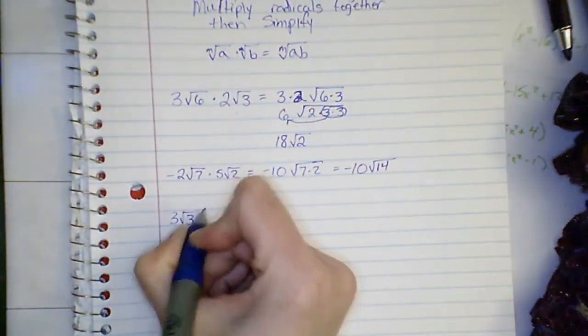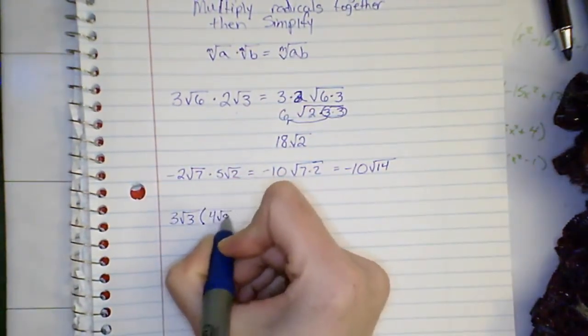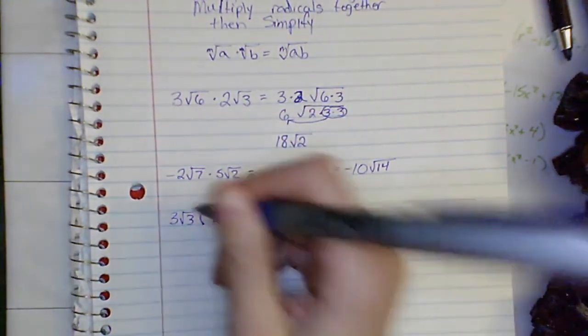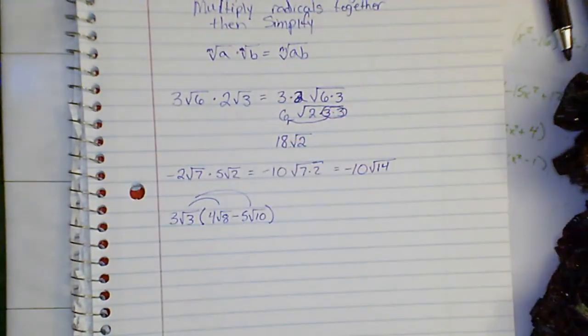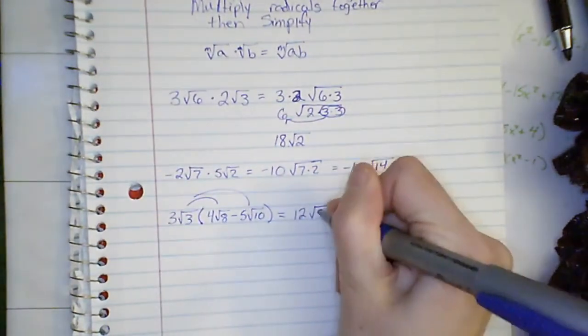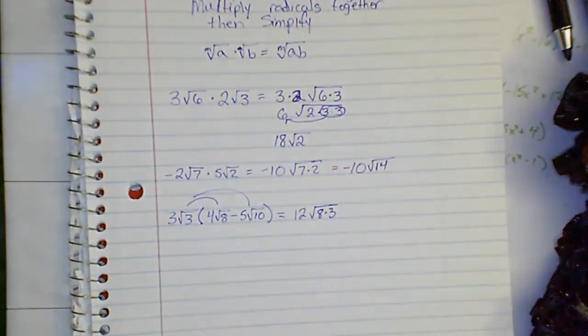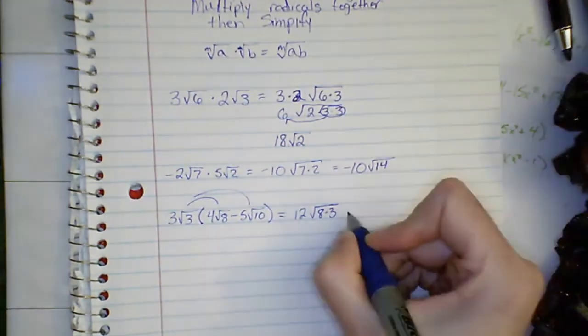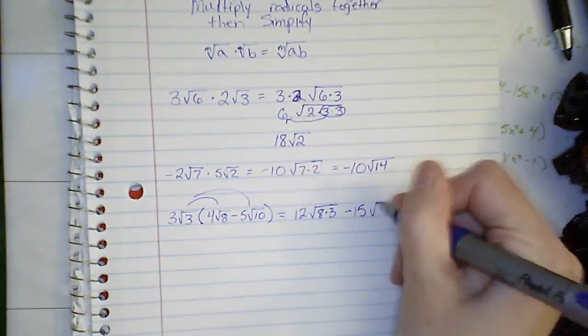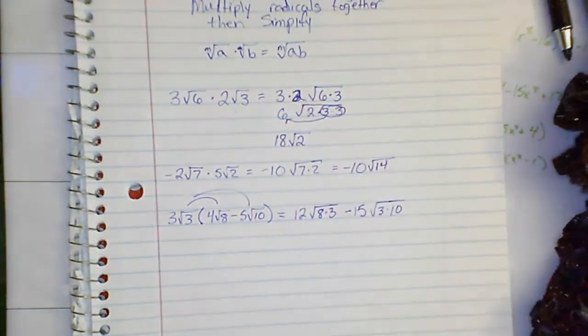3 square root 3 times 4 square root 8 minus 5 square root 10. And what we are going to do is distribute the 3 square root 3. So we will apply what we did up here to each term. 3 times 4 is 12. And then we have 8 times 3, which I will leave as 8 times 3 instead of 24. And then we'll have negative 5 times 3, which is negative 15. And then we'll have 3 times 10, which will leave us 3 times 10, which is 30.